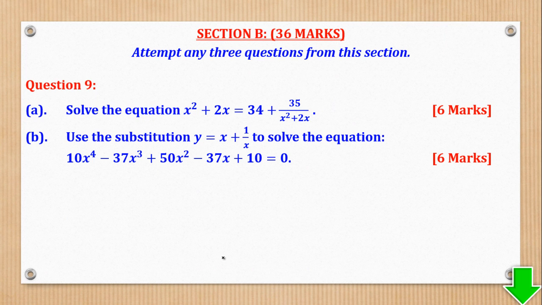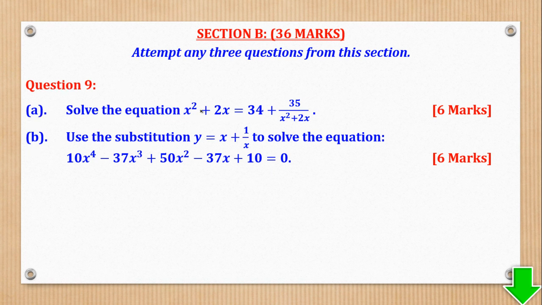That was section A. Now we shall go to section B. Section B had many questions, but you could attempt any 3. But a standard paper, a student will be needed to attempt any 5. So question 9 says part A, solve the equation, and part B. Okay, let's start with part A.